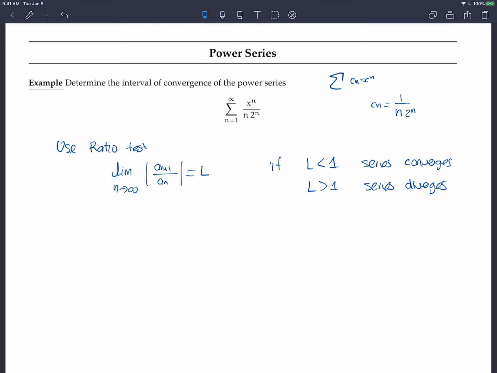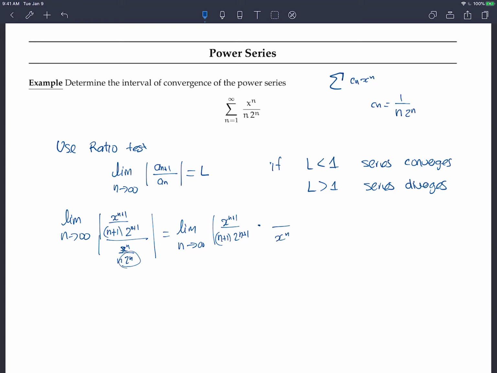So let's go for it. The limit when n goes to infinity of the a_(n+1) term would be x to the n plus 1 divided by n plus 1, don't forget parentheses, times 2 to the power of n plus 1, divided by x to the n over n times 2 to the n. I'm writing out this step; in the next example, I'll just skip it and write it like this. You're always going to multiply the n plus 1 term by the reciprocal of the n term, right? So this term here goes to the denominator, and this term here goes to the numerator. Correct?